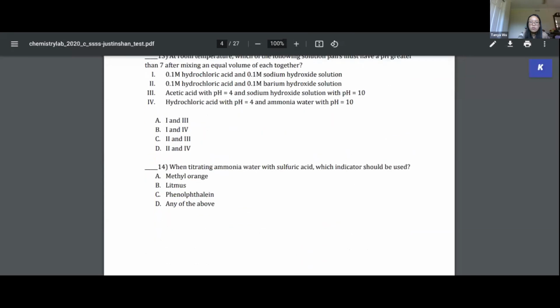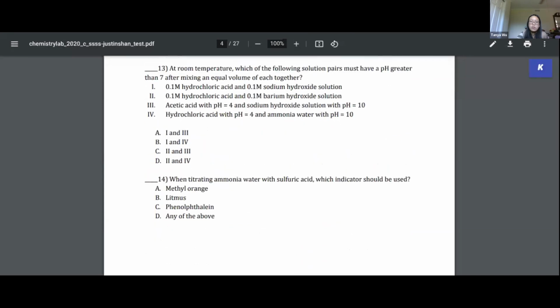Okay, 13 is a fun question. So basically, you have to find out whether they're strong or weak first, and then calculate the concentration of hydroxide and hydronium ions, and then you can see if the pH is going to be greater than 7.